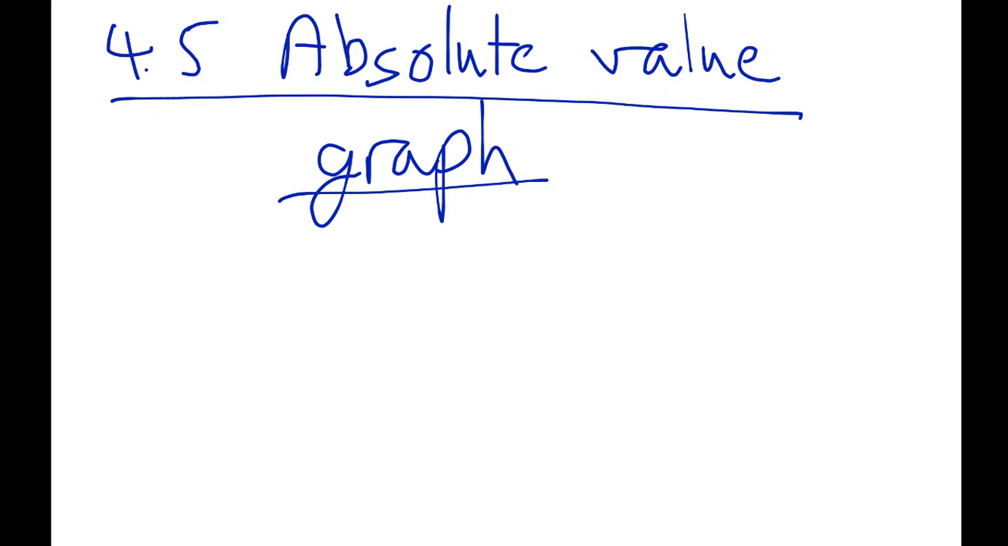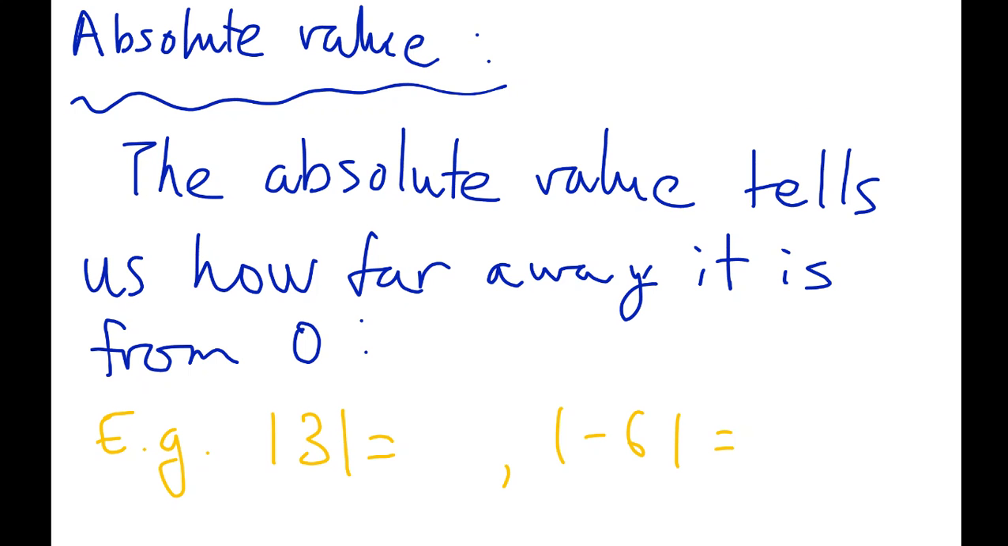Hello, this session is going to be about the absolute value graph. So what is absolute value? It tells us how far away we are from the point 0. So the value is 0. For 3, we're 3 units away from 0, so that's a 3. For negative 6, we're 6 units away from 0, so it's a 6. To show that they're absolute values, we use these double lines.